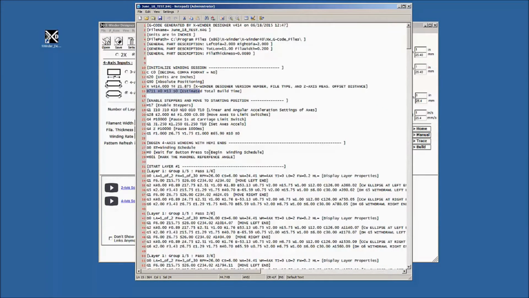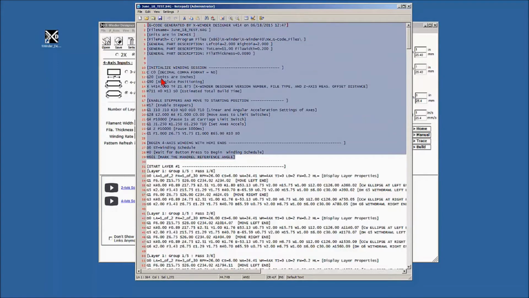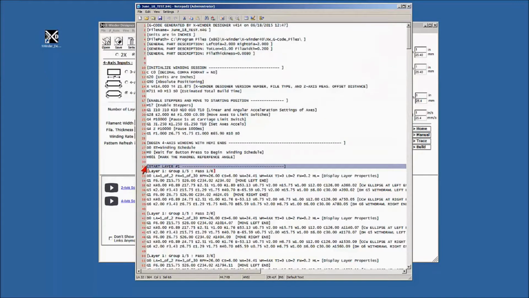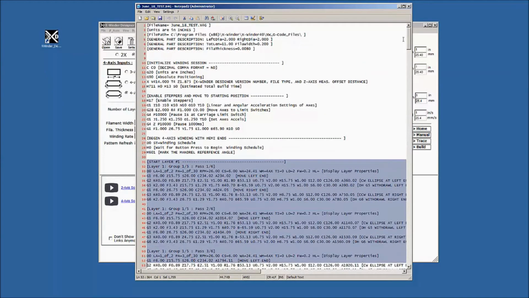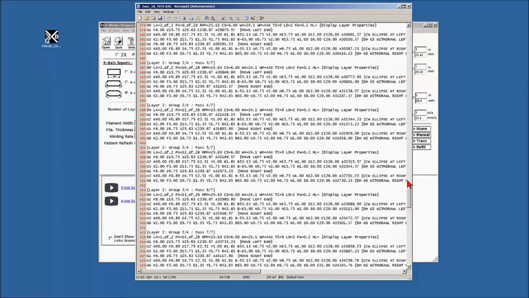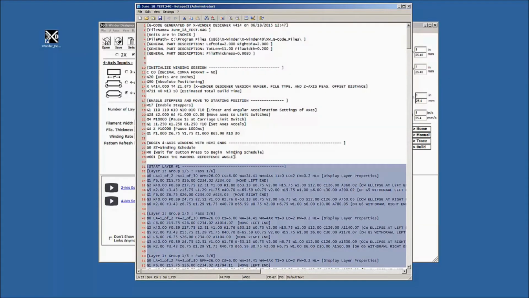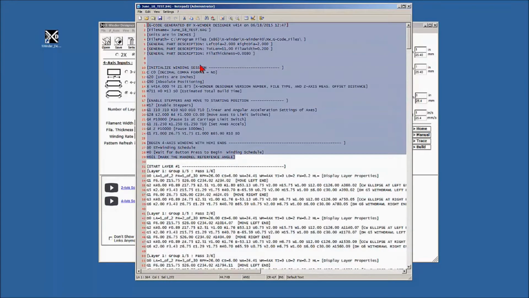And let's divide it into 2 parts. First is everything in the setup that sets up the machine prior to beginning the winding. And then here is the start of the first layer and continuing on all the way to the bottom. And there are 2 layers in there. So first we're going to talk about the setup information that's contained in the G-code file.